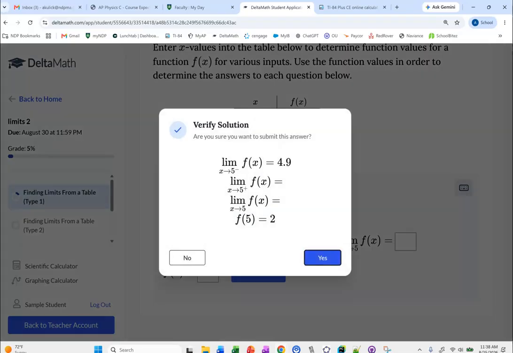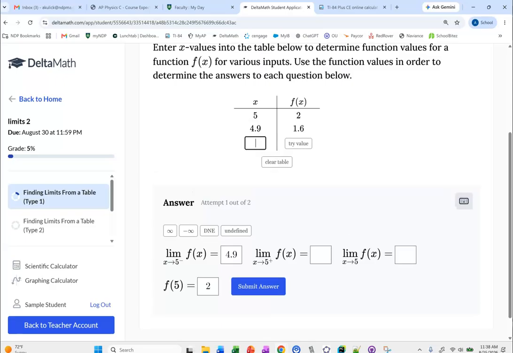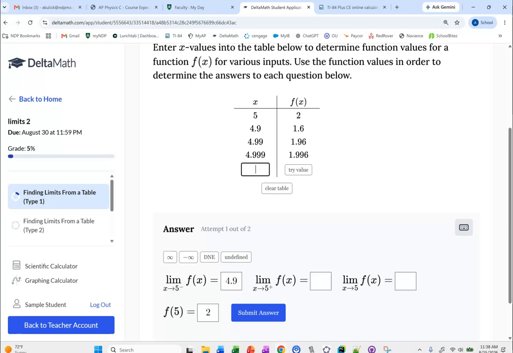Oops, I didn't mean to do that. I meant to put the 4.9 up here. Okay, and then what next? 4.99. Yup. And then 4.999. Okay, and what does it look like we're heading to? 2. I agree. Let's do that.